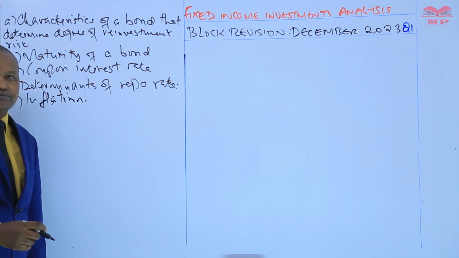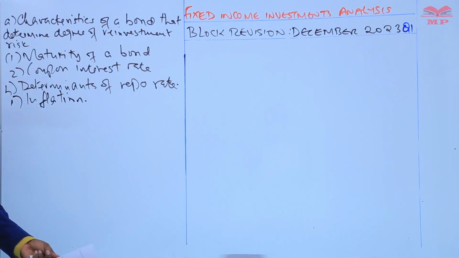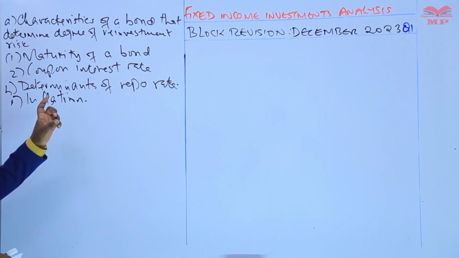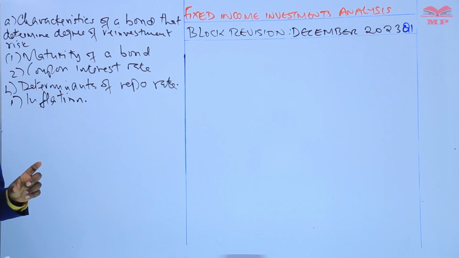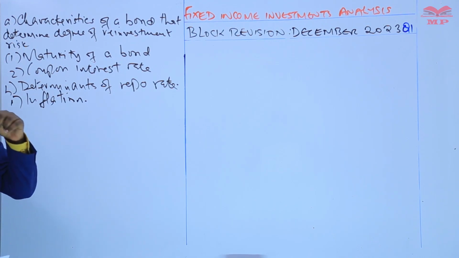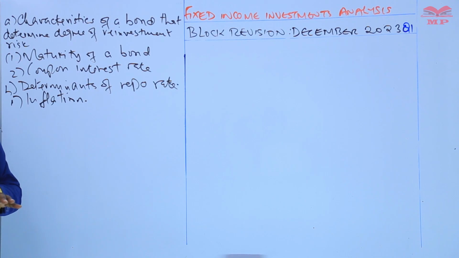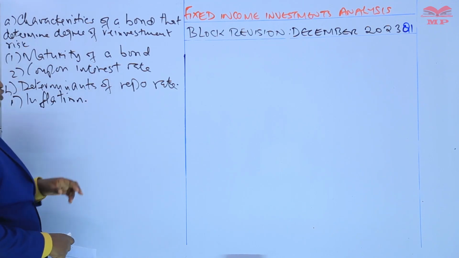Inflation. Now, inflation is a prime factor of repo rate. If inflation is high, the central bank may increase the repo rate in order to dampen economic activity and reduce demand for goods and services, ultimately aiming to bring inflation under control.